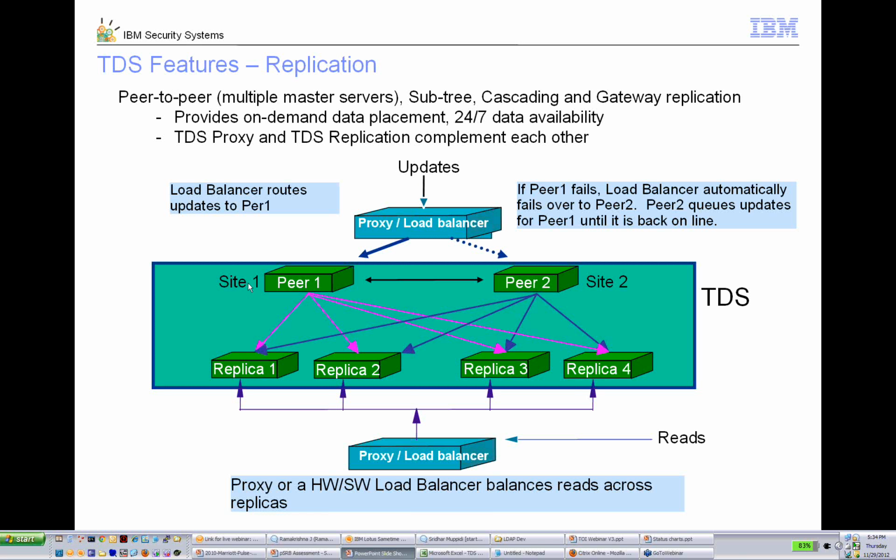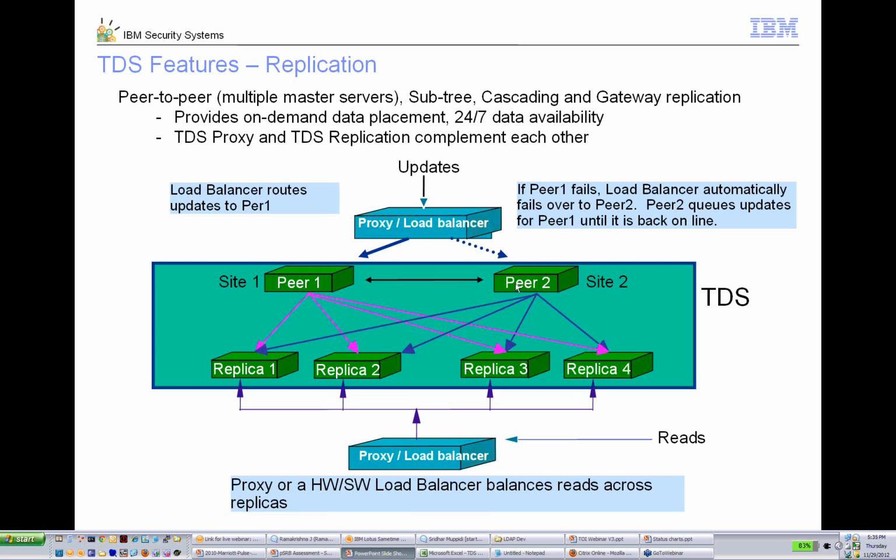Now, because all the servers have the same data, a read request can be routed to any of them. So in terms of updates, if one peer server goes down, another peer server is available for serving the updates and also replicating to other servers in the replication topology.